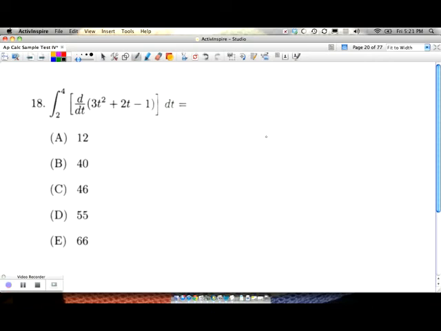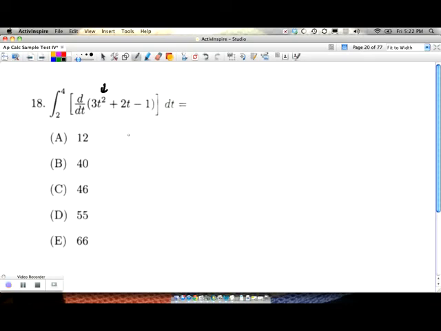Number 18, last video for now. Still kind of waiting for traffic to die down a little bit. Traffic sucks on Fridays. Okay, so d dt, 3t squared plus 2t minus 1. Wait a second. This is kind of interesting. They're saying take the derivative, then take the integral again.